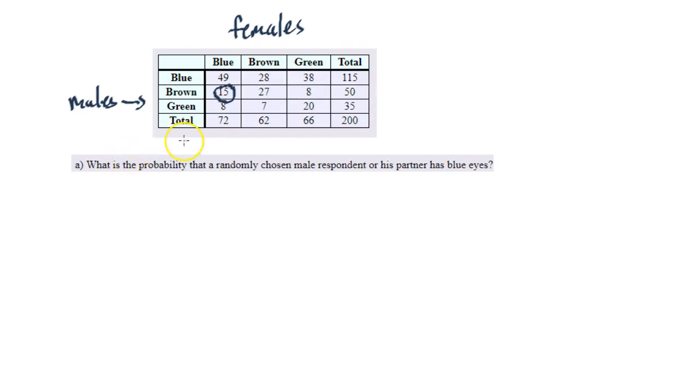So if the problem asks, what is the probability that a randomly chosen male respondent or his partner has blue eyes? So we're looking at either one, or both, or one or more. To understand that, we can have both, so that would be both male and female, so that would be the 49 here, or at least one, so that would represent essentially just, I'll use a different color, these 5 results.